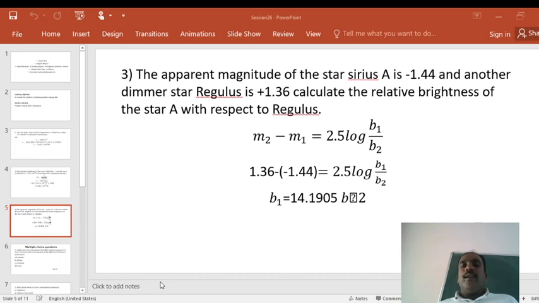Now a similar problem: the apparent magnitude of the star Sirius A is minus 1.44, and another dimmer star Regulus B is 1.36. Calculate the relative brightness of the star B. The same problem: substitute b1 and b2 can be calculated. This is using the relation to solve the problem. First, to solve the problem, carefully understand which formula will be substituted and which units are to be used, and simplify the equations.